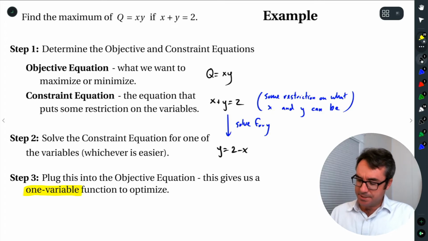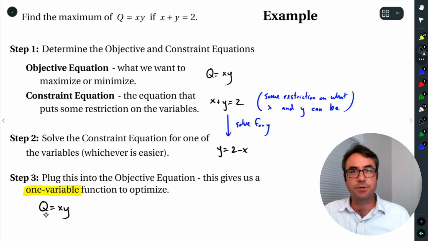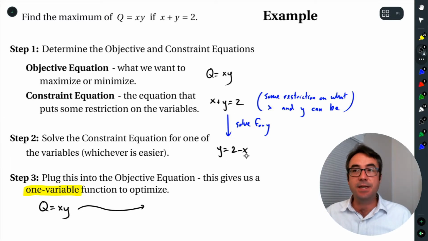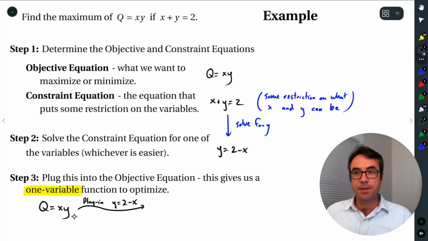All right, so how does this look? We start with our objective function, which we're calling Q, equal to x times y. What we just found is that y is equal to 2 minus x by our constraint equation. So that's what we're going to plug in. I'm going to replace this y right here with 2 minus x.